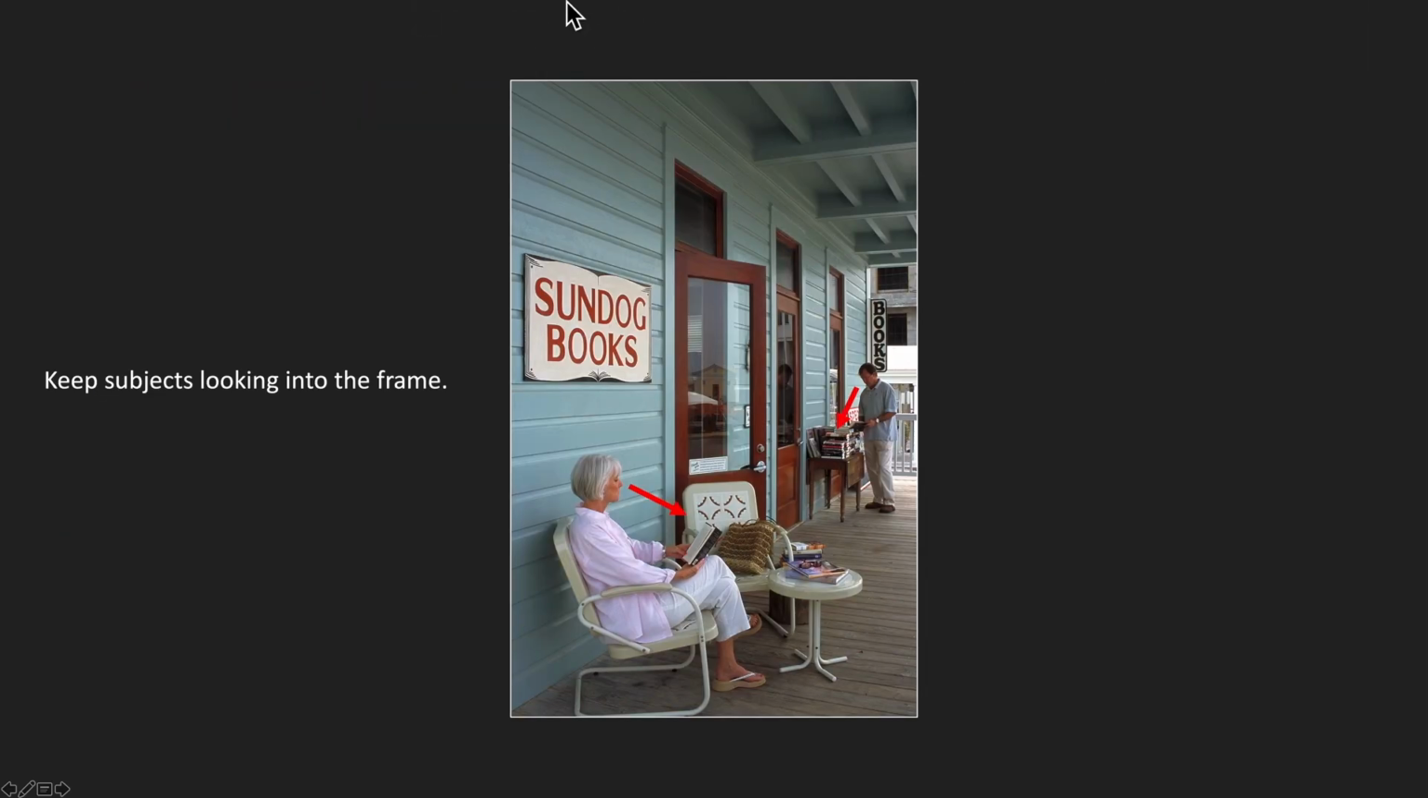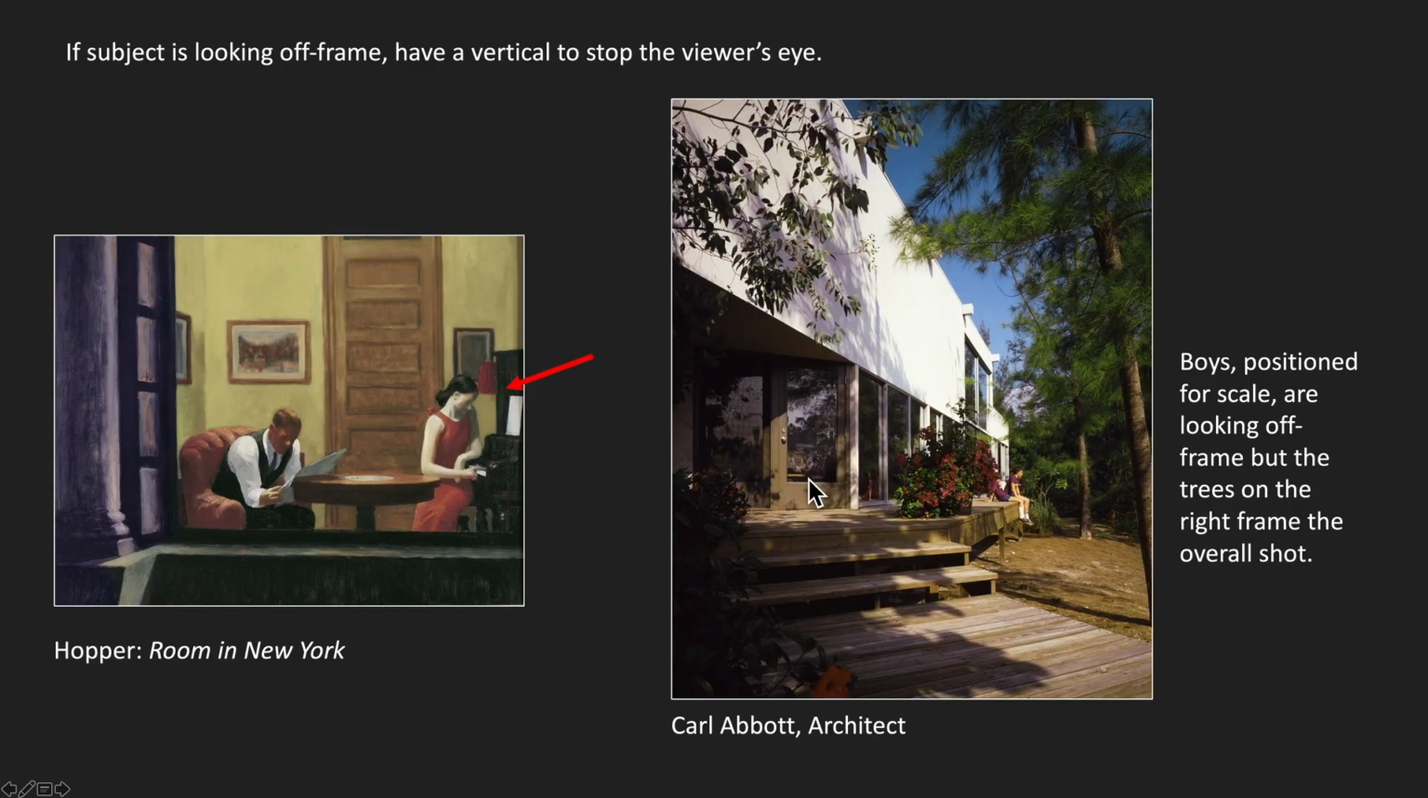Keep the subjects looking into the frame, because if they're looking into the frame, your viewer is going to look into the frame. Here she's looking at her book, he's looking down at his book here. So it keeps everybody within the frame of the photograph. Now, if the subject is looking off frame, you need to have a vertical to stop the eye.